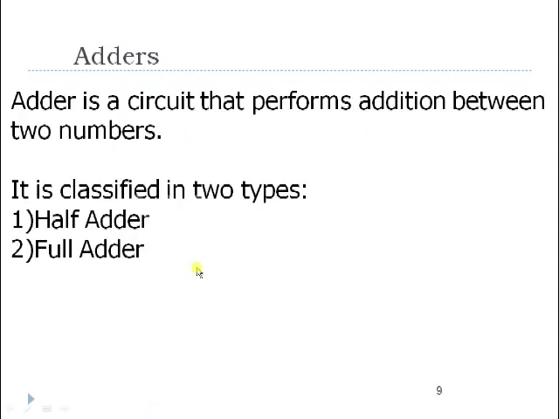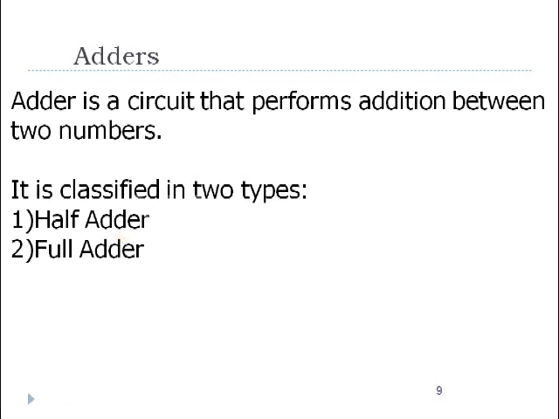Now let us see some of the combinational circuits that we generally use in real-time scenarios, like adders. The first combinational circuit is the adder. An adder is a circuit that performs addition between two numbers. These numbers might be decimal, binary, hexadecimal or octal, but as digital systems operate only on binary numbers, these adders are called binary adders. They are classified into two types, that is half adder and full adder.